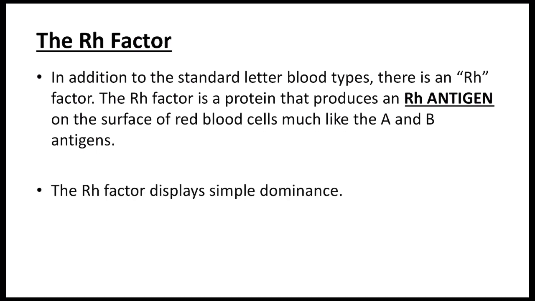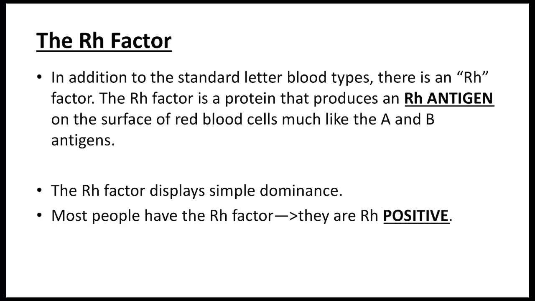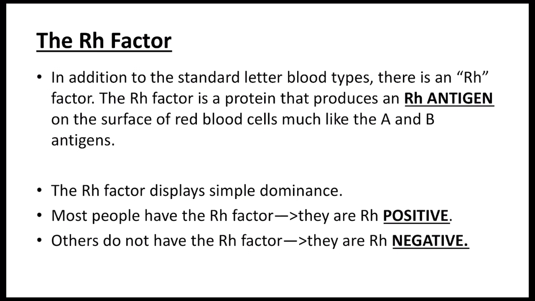The Rh factor displays simple dominance. It's on or it's off, so you either have it or you don't. Most people have the Rh factor, and if they do, they are Rh positive. Others do not have the Rh factor, meaning that they are Rh negative. Because we have an Rh blood type on top of the A, B, AB, and O blood types, we basically have double the number of blood types.